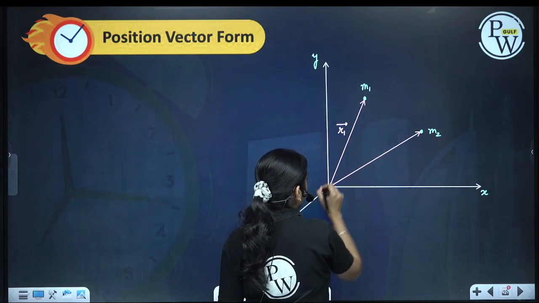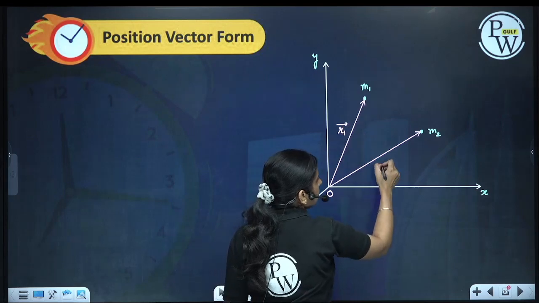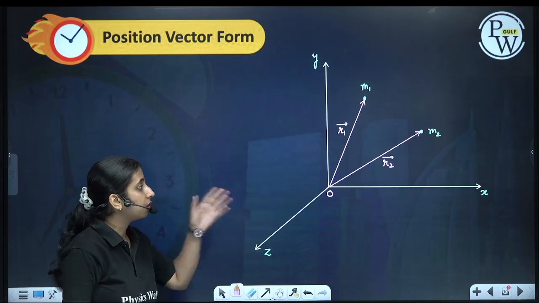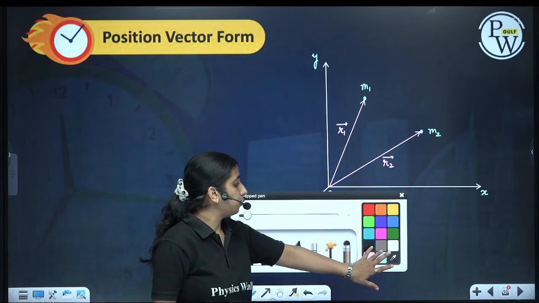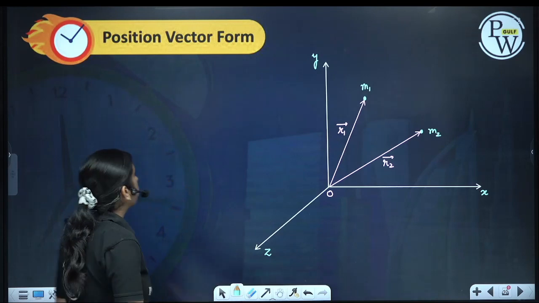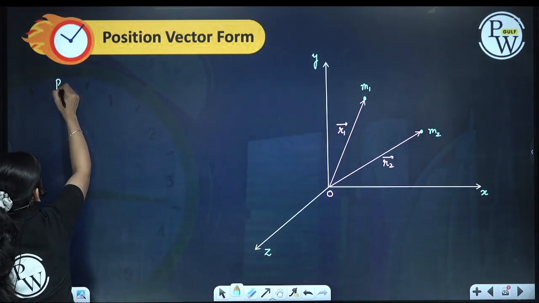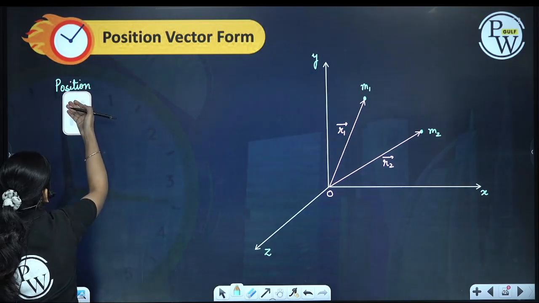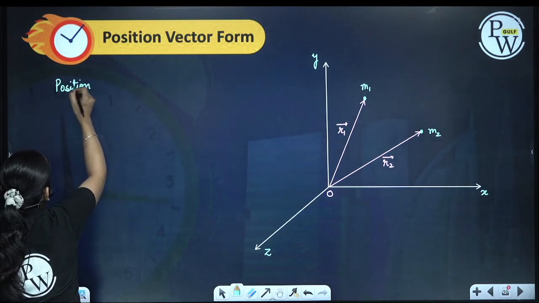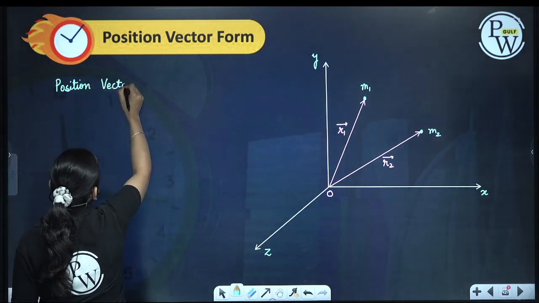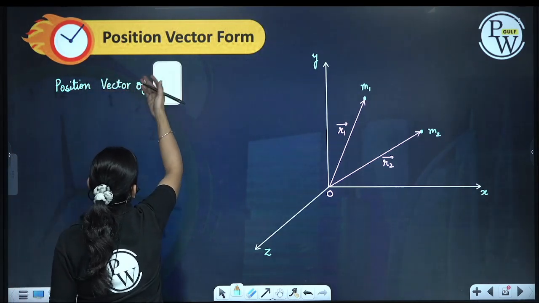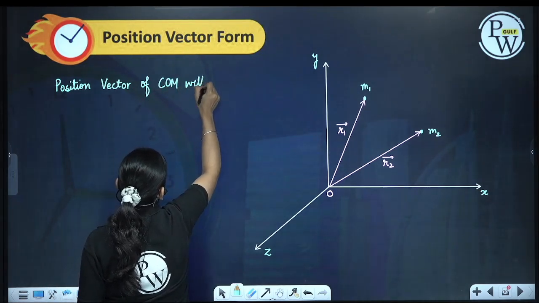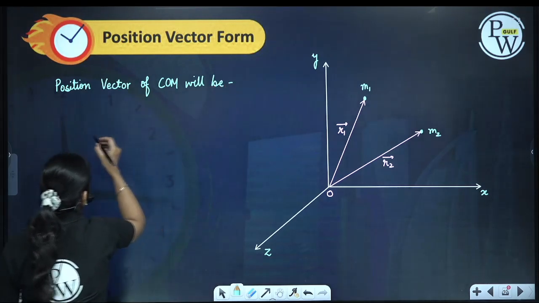r1 is the position vector, this is the origin. r1 will be the position vector of m1. Similarly, r2 is the position vector of m2. Now, if we have to find the position vector of the center of mass, what will it be?